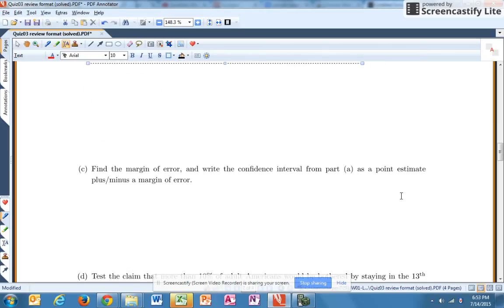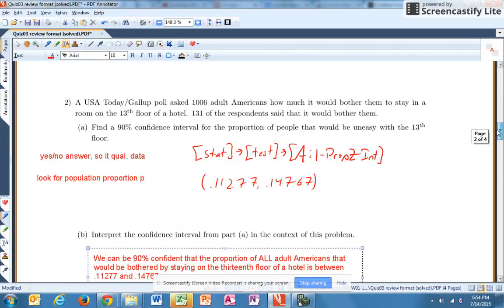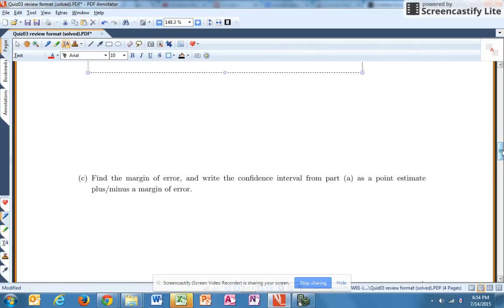Okay, find the margin of error and write the confidence interval as a point estimate plus or minus a margin of error. If I look in my book, I'm going to find a nice complicated formula for margin of error that some of you may have been using. But that's what we use to compute our confidence interval. If we already have a confidence interval, we don't need to go back and recompute that margin of error. We can say my confidence interval goes from the middle by the margin of error in either direction.